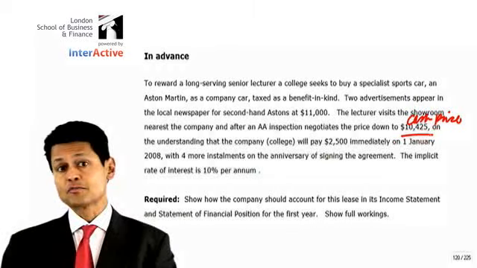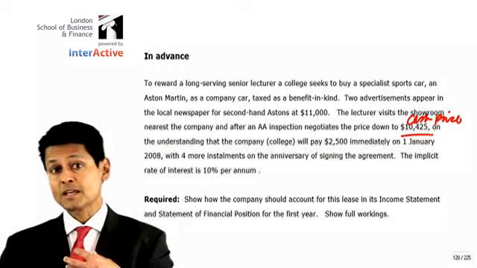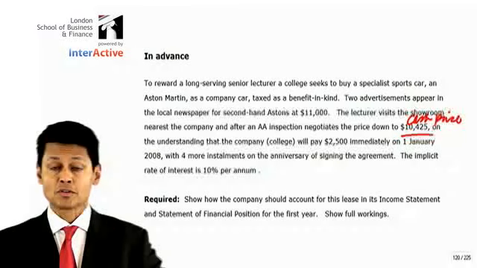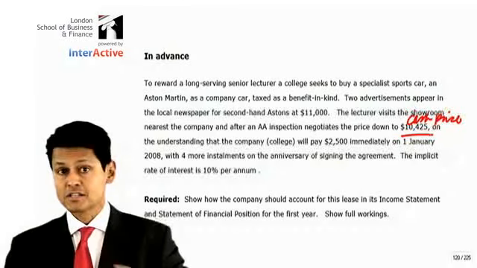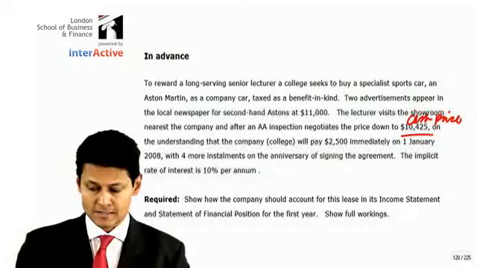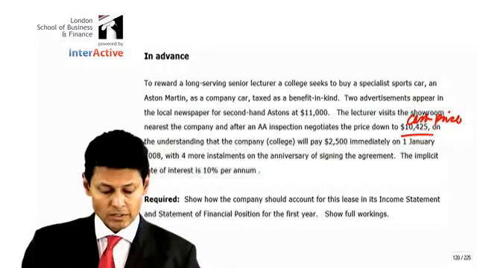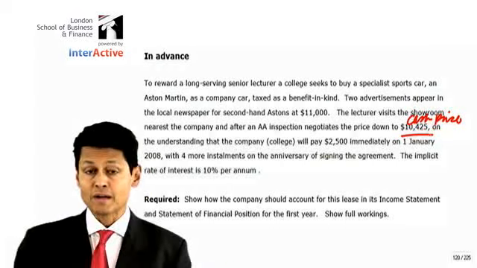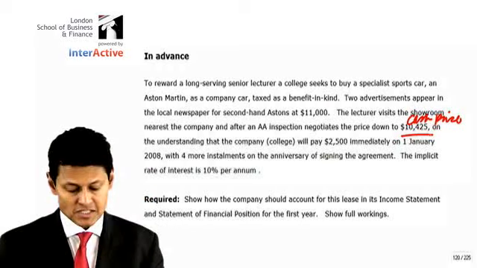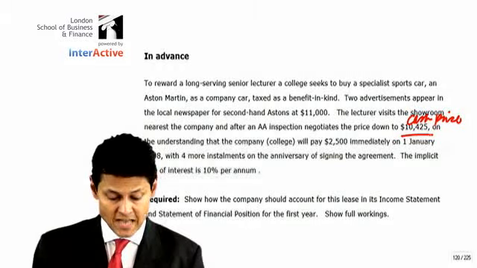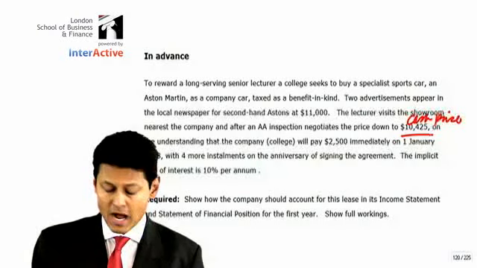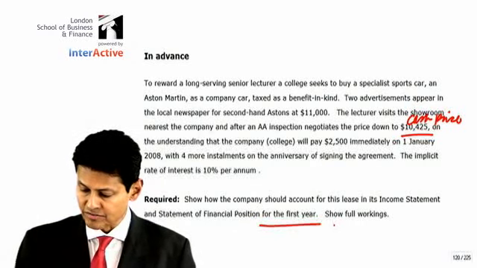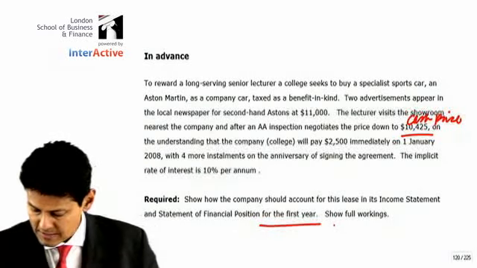Remember, interest only clocks up if something is outstanding as time passes. The date the contract is signed, no time has passed. On the morning of the first day, the first $2,500 has been paid. The 5 installments in total multiplied by 2,500 comes to 12,500. And that gets us going on our first step. The question says, show how the company should account for this lease for the first year. I might underline for the first year. Please show all workings.